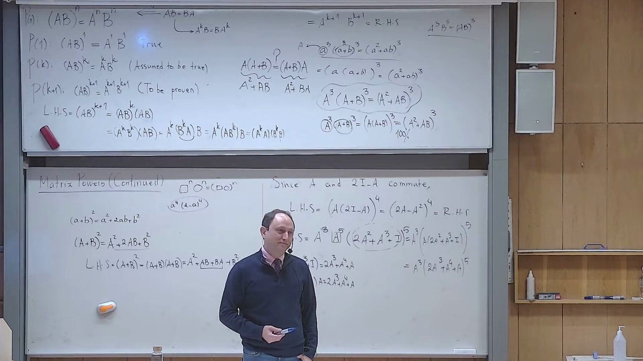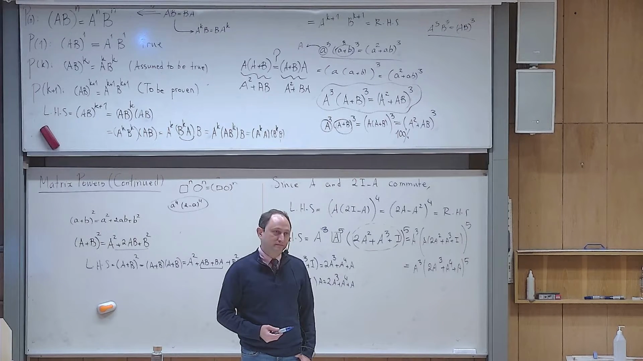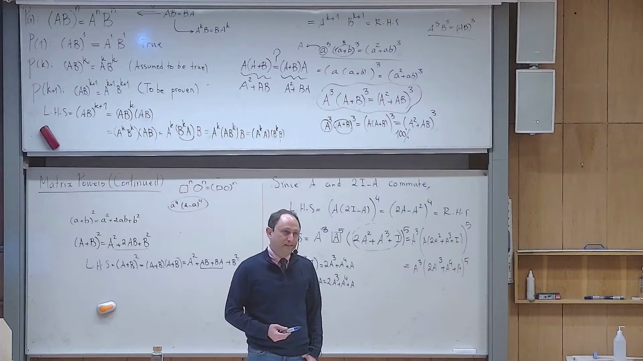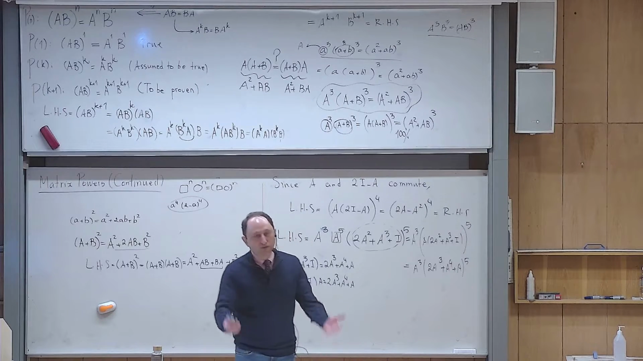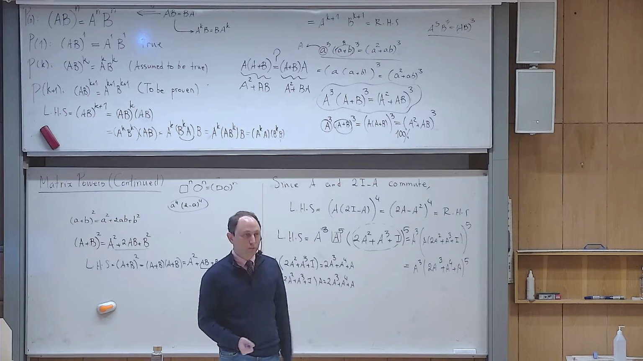Yes, Alexander? Well, it might be true in certain cases if AB is equal to BA, for instance, so they commute. Okay, so what is the logic? So what is the correct logic behind that?